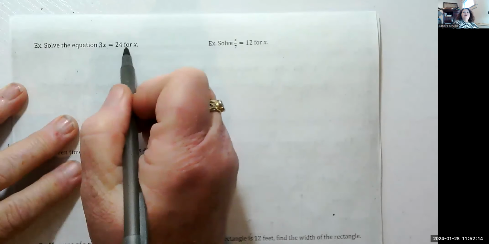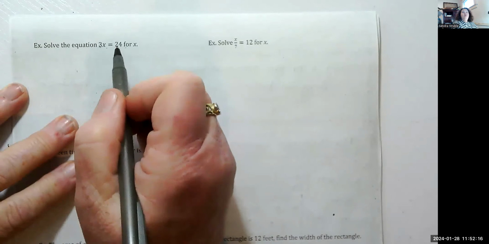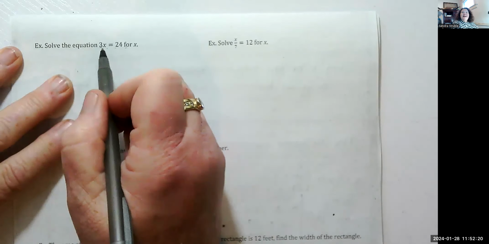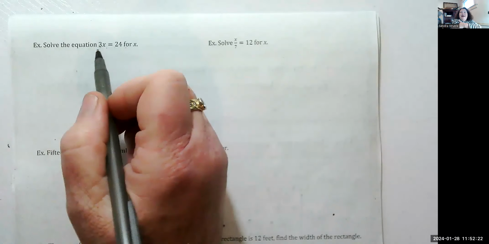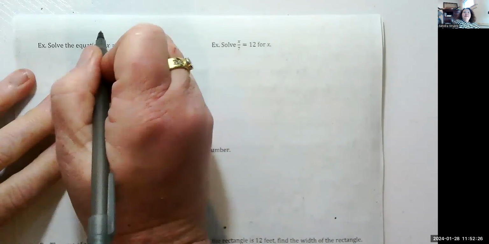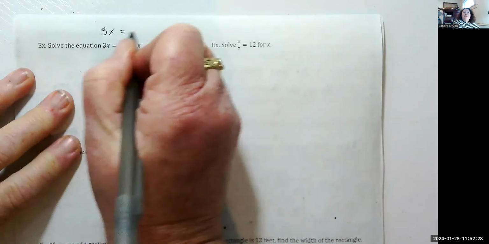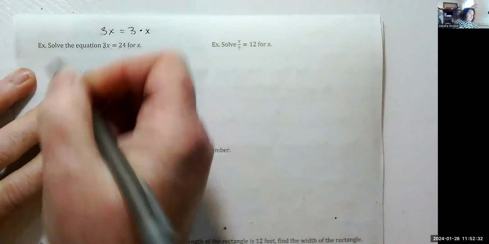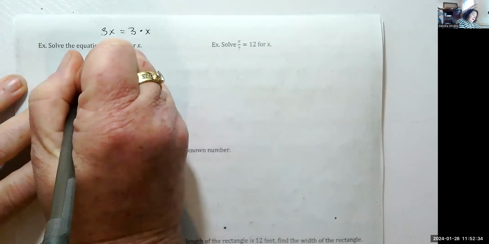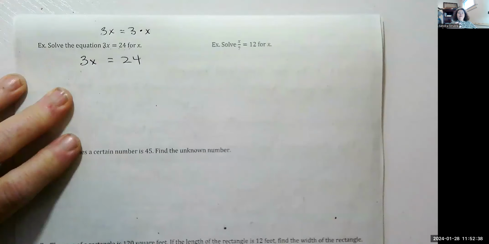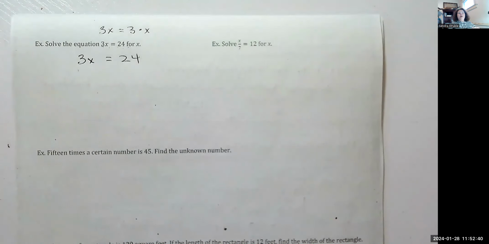So solve the equation 3x is equal to 24. So we're going to solve for x. What you need to understand is anytime there's a number smack dab up against a variable, 3x means 3 times x, so that you can understand that. So we've got the problem itself, the equation, and we're solving for x.